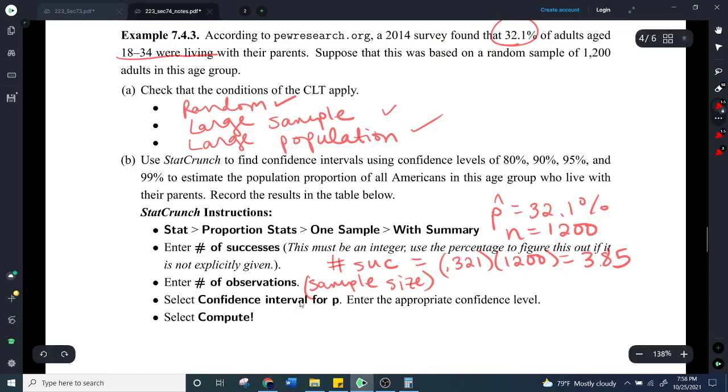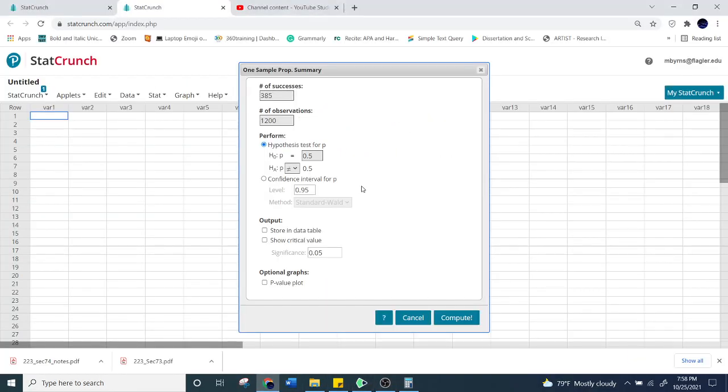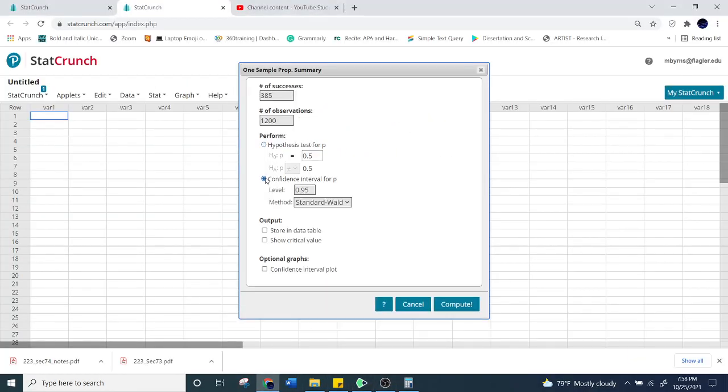And then the next thing you're going to do is select confidence interval for P and then enter the appropriate confidence level. Oops, wrong button. So the hypothesis testing we're going to do later. This time we're going to do confidence interval. I'm going to start with a 95% confidence interval, and I'm going to click on, actually, you know what? I'm going to start with 80%. Let's do that one first. So I'm going to change this to 80%.